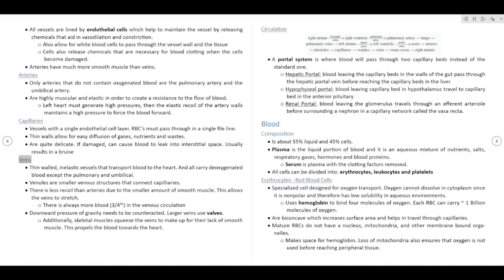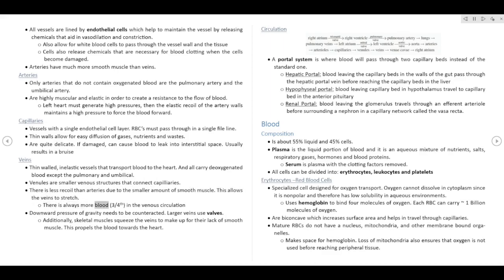Veins. Thin-walled, inelastic vessels that transport blood to the heart. They all carry deoxygenated blood except the pulmonary and umbilical veins. Venules are smaller venous structures that connect capillaries. There is less recoil than arteries due to the smaller amount of smooth muscle. This allows the veins to stretch.